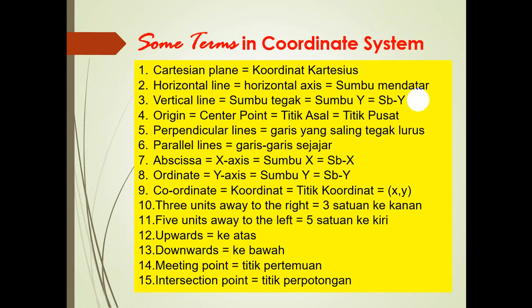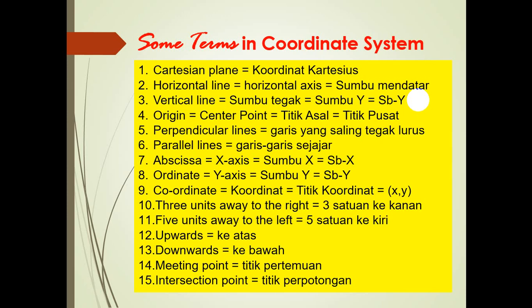These are some terms that we have to understand in the coordinate system, and these are the terms in Bahasa also, so all the students from Indonesia can understand. Number one, Cartesian plane means koordinat Cartesius. Horizontal line or horizontal axis, sumbu mendatar. Vertical line, sumbu tegak, sumbu Y, or abbreviated as SBY. Origin, center point, or we call it titik asal, titik pusat.